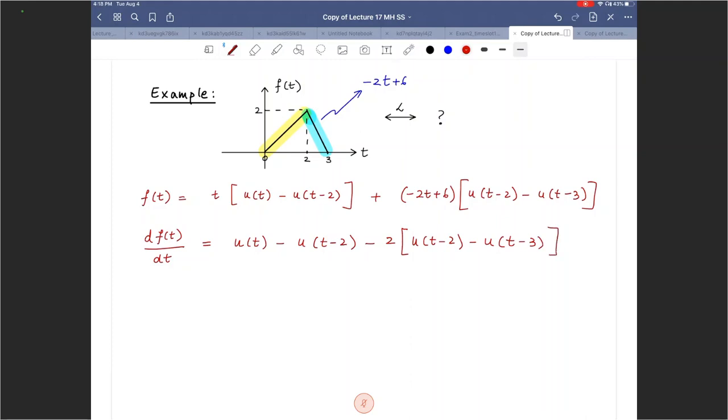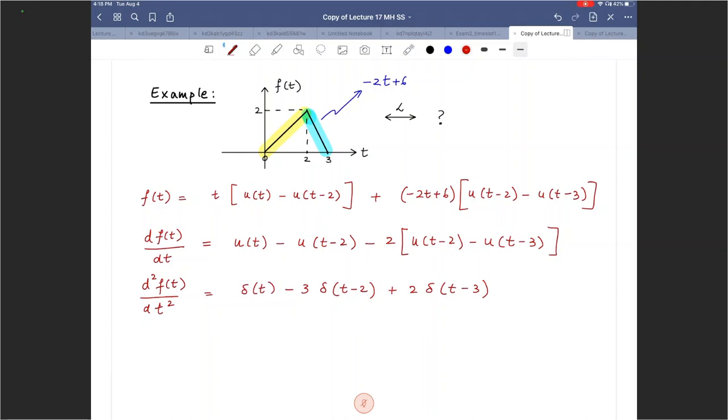And in fact, I can differentiate it again so that I get an impulse or bunch of impulses. So if I differentiate it a second time in the time domain, I have d squared f by dt squared. The derivative of u of t will give me a delta of t. I can combine u of t minus 2, so I have negative 3 u of t minus 2. So that differentiated will give me negative 3 delta of t minus 2, and then plus 2 delta of t minus 3.